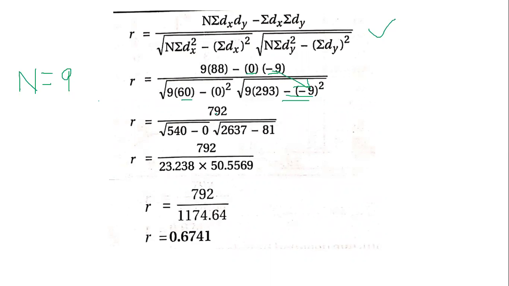Then next step, 9 into 88 minus 0 into minus 9. I already told you anything multiplied with 0 is 0. So 9 into 88 will give you the value of 792. Then whole divided by 9 into 60 is 540. 0 square is 0 as usual. Then again for the other square root, 9 into 293 is 2000.